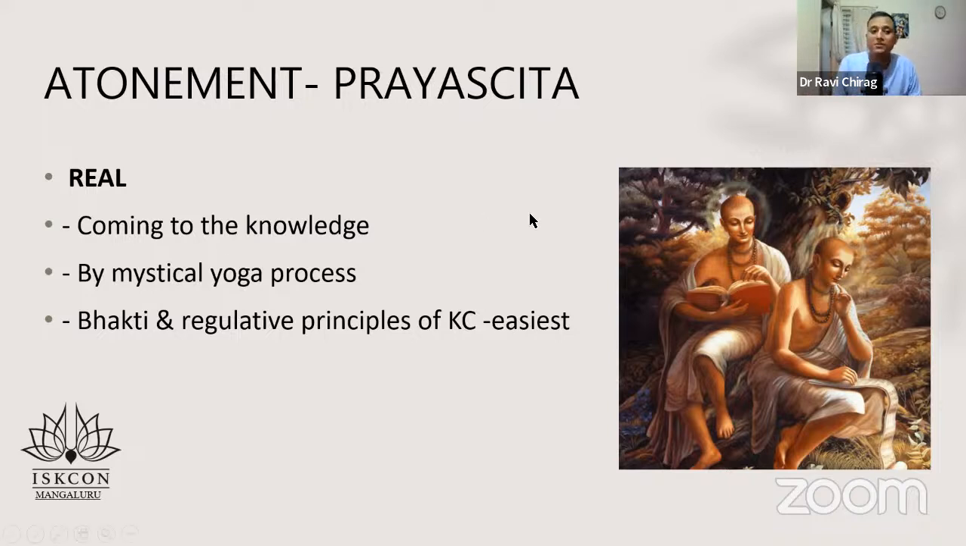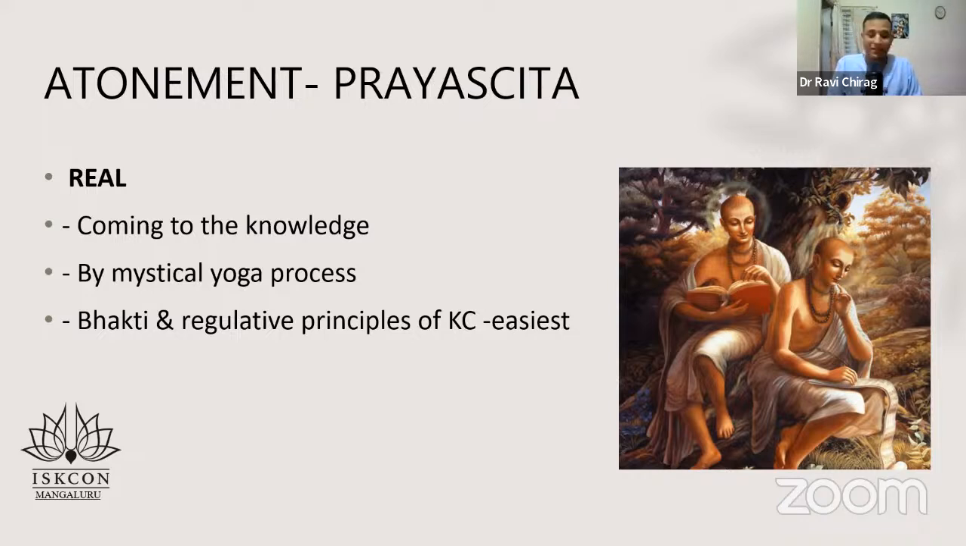Okay. So the thing is that, 3 processes are there: coming to knowledge, the mystical yoga process, and bhakti and regulative principles of Krishna consciousness, which is very easy. The easiest one is following the bhakti. Performing the bhakti under a bona fide spiritual master is a very easy process, the easiest process. Just have to follow the instruction, that's it. Okay. A spiritual master knows how a person can be made to follow the instruction.